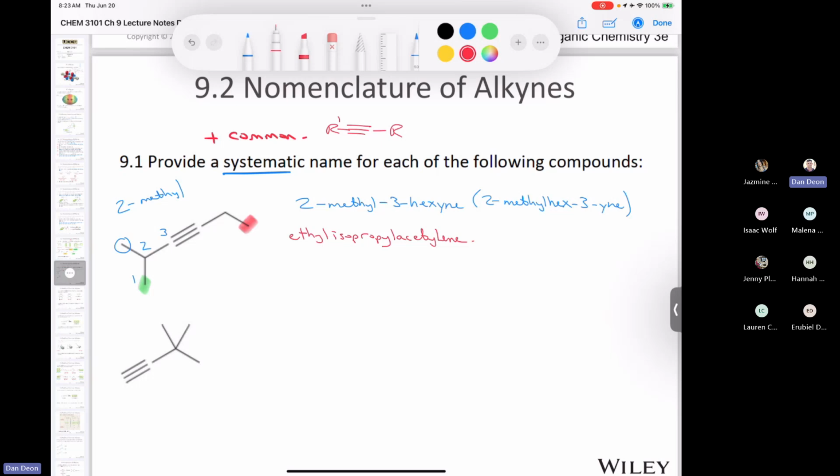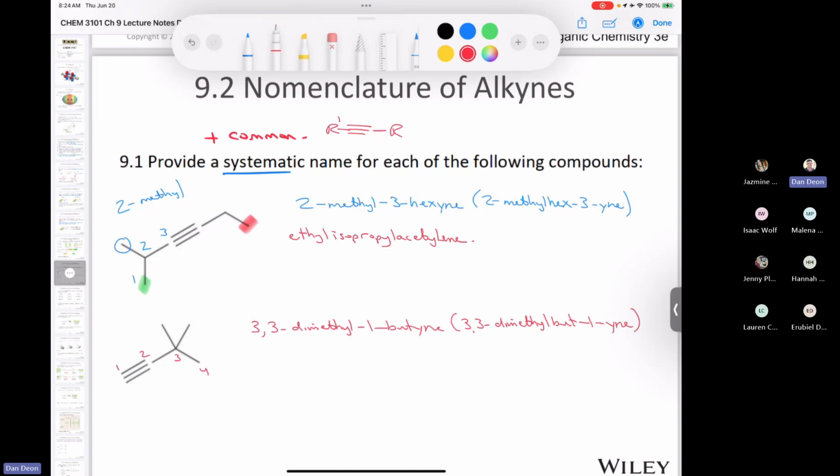All right, for the next one, could anybody tell me how many carbons are in the longest chain that contains the triple bond? And again, it's not a trick question. How many carbons in the longest chain in this guy? Yeah, exactly. Thanks, Isaac. Yep, 4. So we're going to start numbering here. 1, 2, 3, 4. So we have a 3,3-dimethyl-1-butyne, like that. Or you could call it 3,3-dimethylbut-1-yne. Either one is fine.